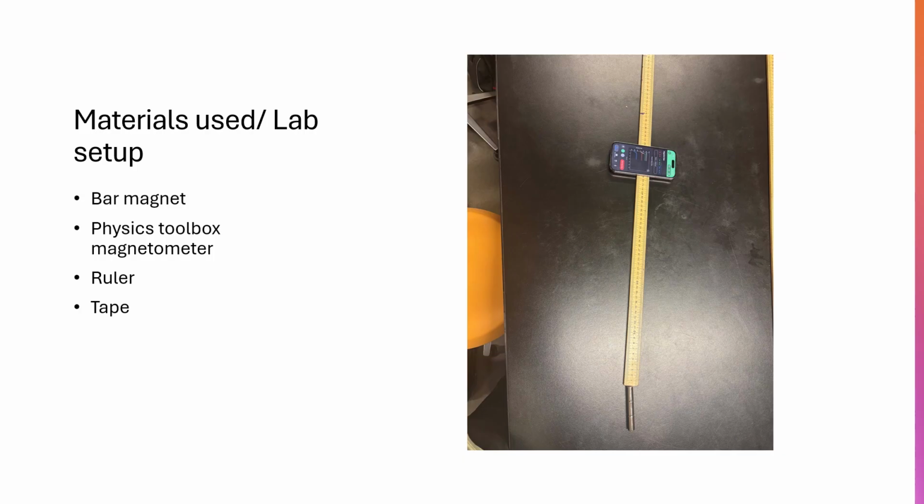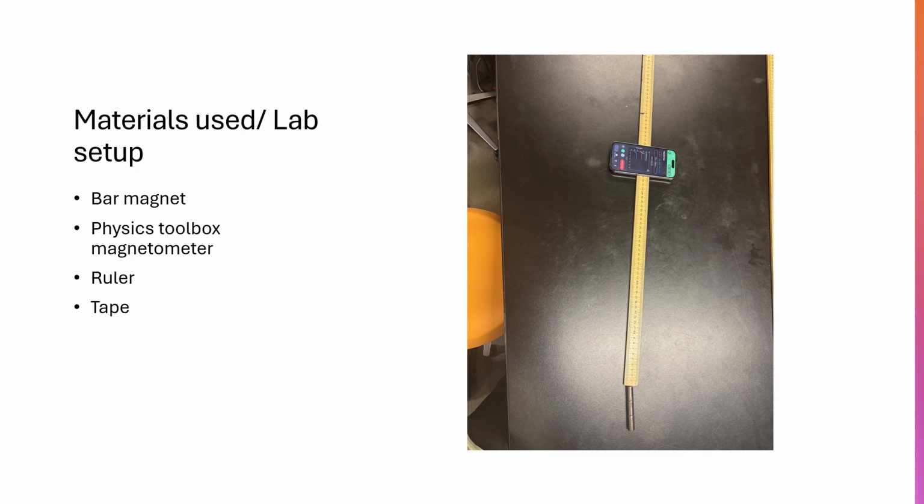For this experiment, we used a small bar magnet, an app on our phones called Physics Toolbox magnetometer, a ruler, and a tape. And also an Excel spreadsheet to record and then analyze the data.